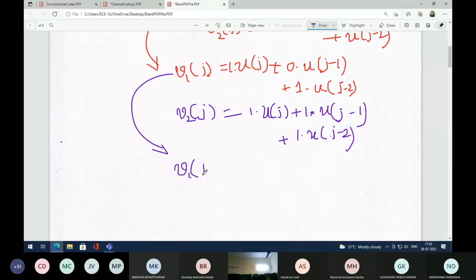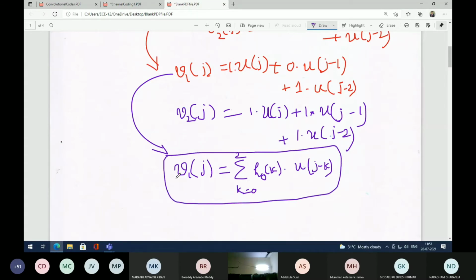V1 of J is equal to the summation over K equals 0 to, say, 2 in this case, and I write something like h0 of k into u of j minus k. Can't I write this as the first equation? All of you, please respond. Can I write this way? The first equation. Yes, sir.